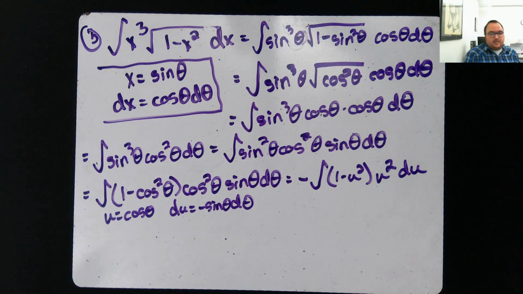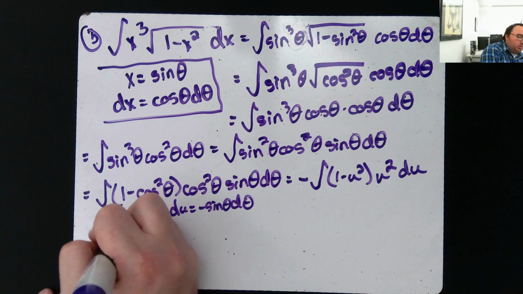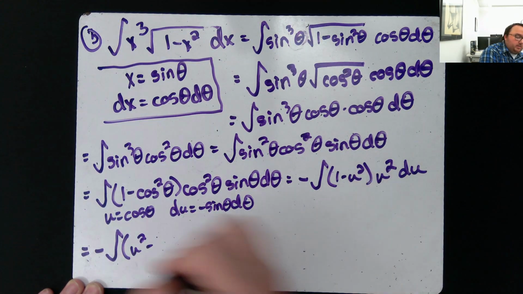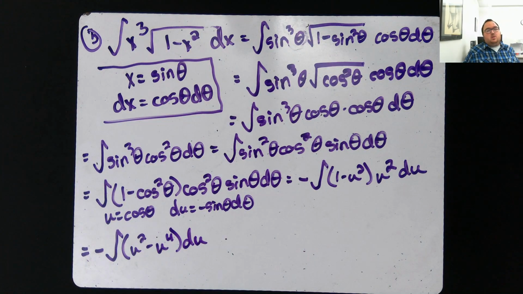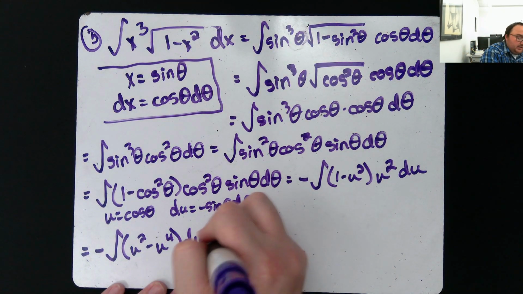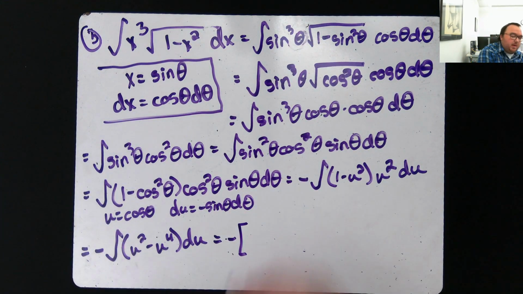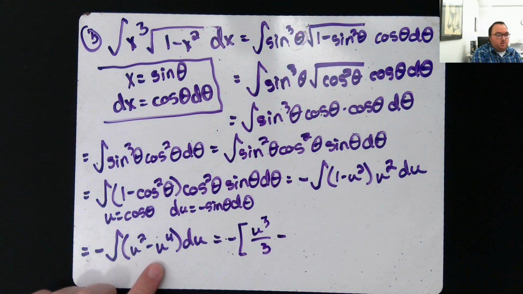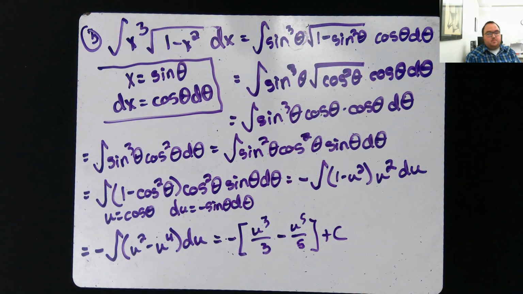Just like we did in our last class, this means I can distribute u squared. So this is going to be negative integral. U squared times 1 is u squared. U squared times u squared is u to the 4th du. Now I can just take the antiderivative of this. So negative, add 1 to the power, divide by my new power. Do the same thing over here to make this u to the 5th over 5 plus c.